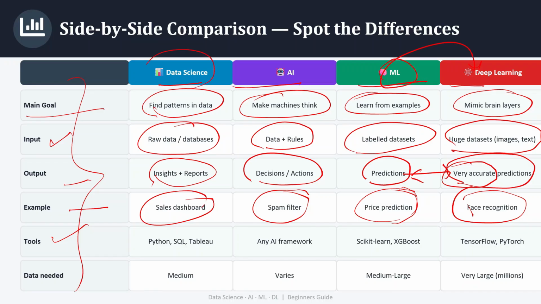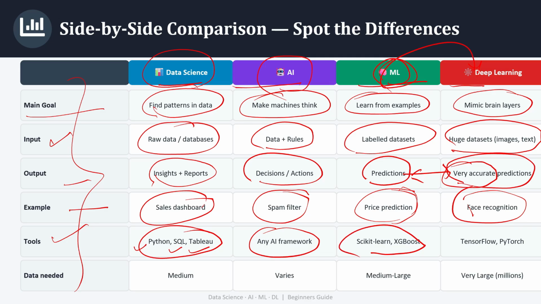When you are going to learn data science, there are Python, SQL, Tableau, IBM Cognos, and multiple visualization tools, languages, and databases. When you are going to work in AI, you have different AI frameworks. When you are going to learn ML, again we have different tools. Similarly, if you are working on deep learning, then again we have tools like TensorFlow and PyTorch.